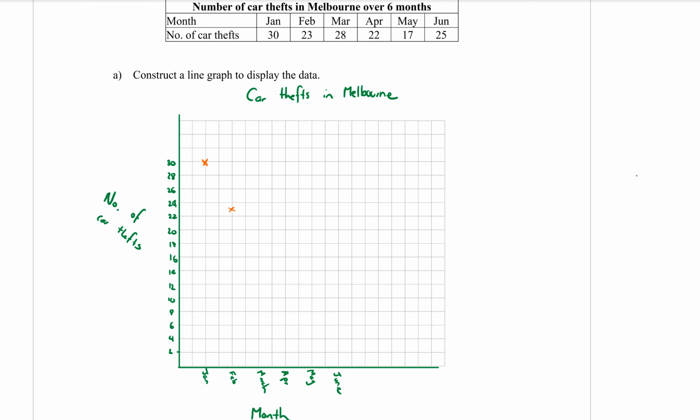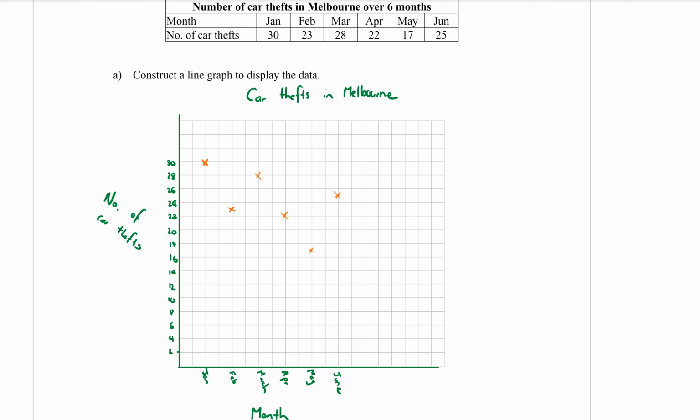March is 28. April 22. May 17. And June is 25. Okay, so it's a bit up and down.